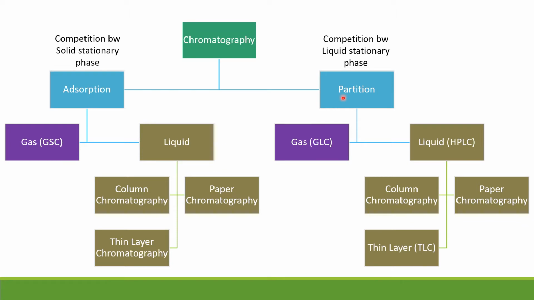Again, if we're using a liquid stationary phase, we're going to call that partitioning. But there's also a gas or a liquid as our mobile phase. And then in here we have column, paper, and thin layer. So the combination of all four of these techniques depends on what we're going to actually use and what the application will actually be.